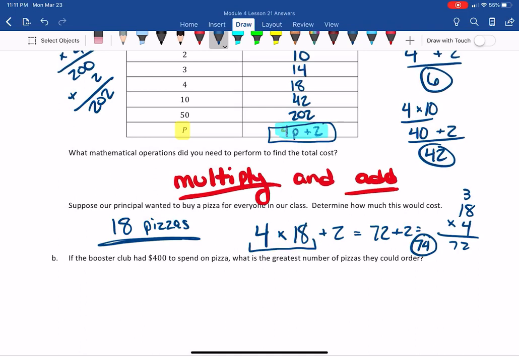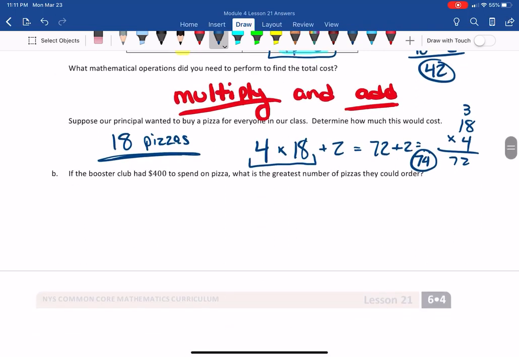So only $74 for my first period to get a whole pizza each, right? If they eat a whole pizza each, I think they have an issue. So hopefully we have leftovers for at least second period. Don't know about the rest.